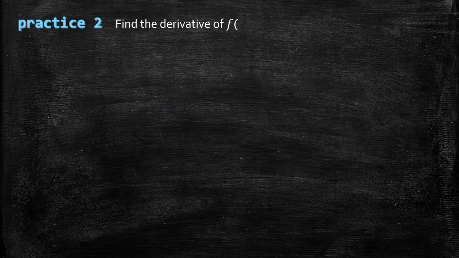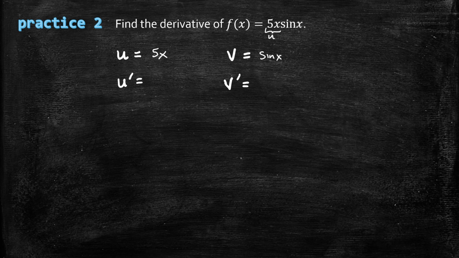So in this example, here's a function that we could not find the derivative of without the use of the product rule, because there's no foiling here or expressing it in another way. We have to use the product rule. So let's start by establishing u and v. Now, you might as well put the 5 with the x, so u is 5x, and v would therefore be sine x. So that's u, that's v.